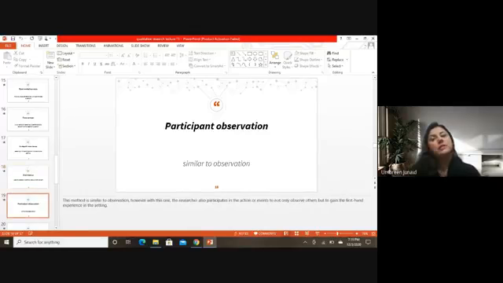Next is the participant observation. This is almost similar to observation, but how it differs. The method is similar to observation. However, with this one, the researcher also participates in the action or events, to not only observe others but to gain the first-hand experience in the setting.